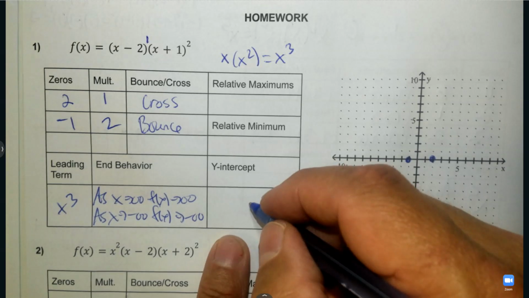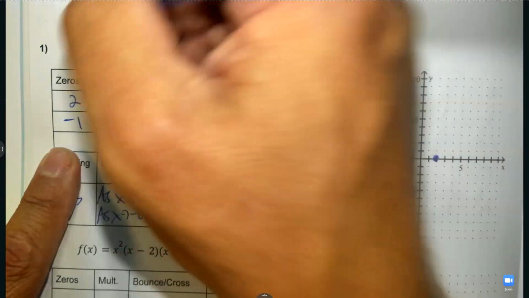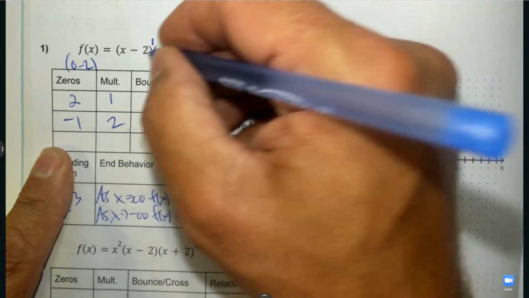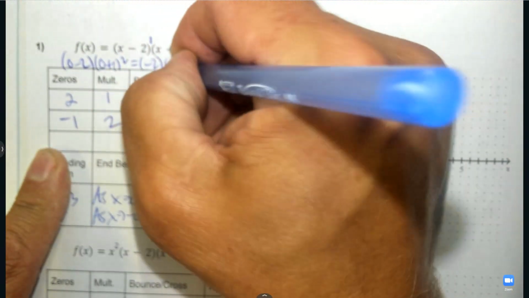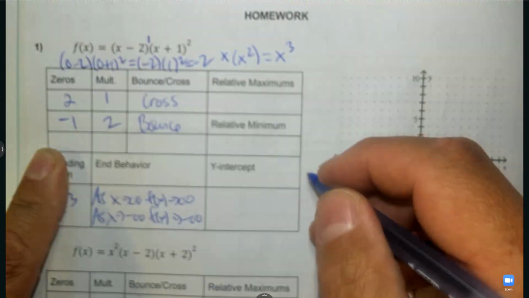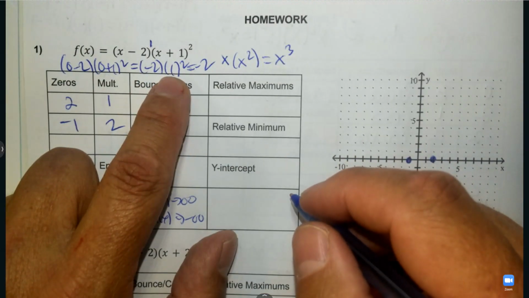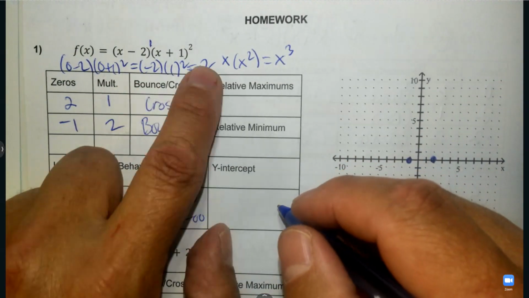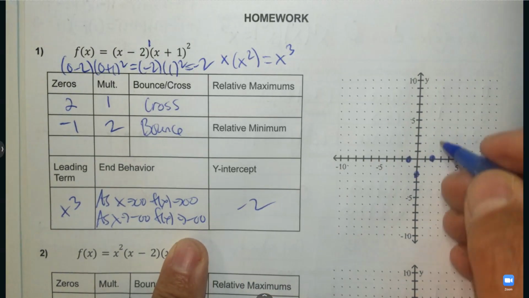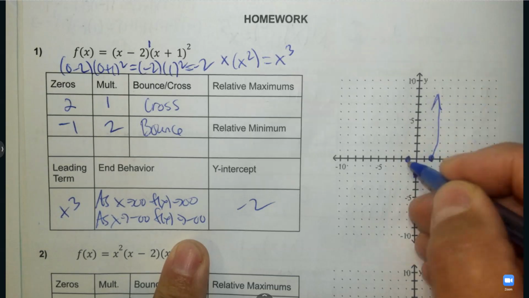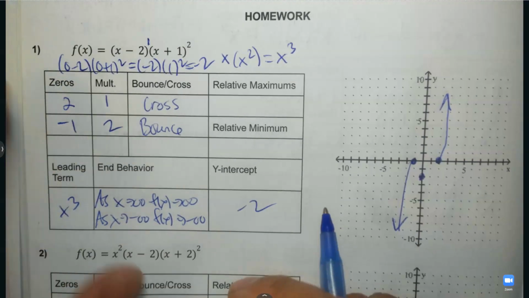The y-intercept. I need to plug in 0. So if I plug in 0, 0 subtract 2 and 0 plus 1, and then solve it. So that's -2 times 1 squared. So square first, times -2, that's -2. So find that on your graph.